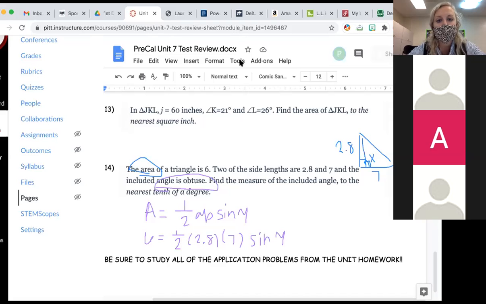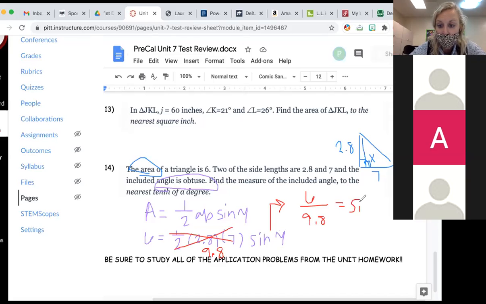Oh yeah, so watch. I'll solve it for y'all. Because I got undefined when I did that. So that's okay. Did you multiply 2.8 times 7 times 1/2? Yeah, but I had divided it. Divided it over to the other side. Right. So if you multiply those three things, it's 9.8. So then you divide it over. So that would be 6 over 9.8 equals the sine of y.